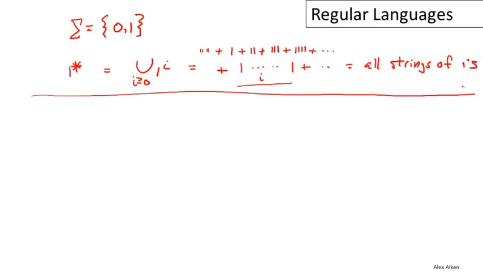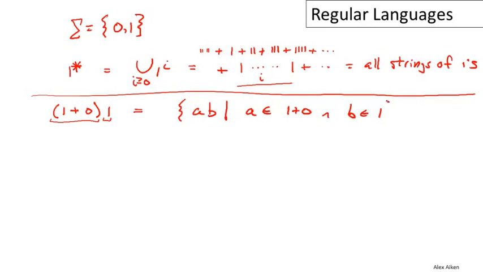All right, now let's do a second example. Let's think about the language 1 plus 0 concatenated with the language 1. Okay? And remember how concatenation works. It's a cross product, so we take every string in the first expression and combine it with every string in the second expression. So this is going to be equal to the strings AB, where A is drawn from 1 plus 0, and B is drawn from 1.